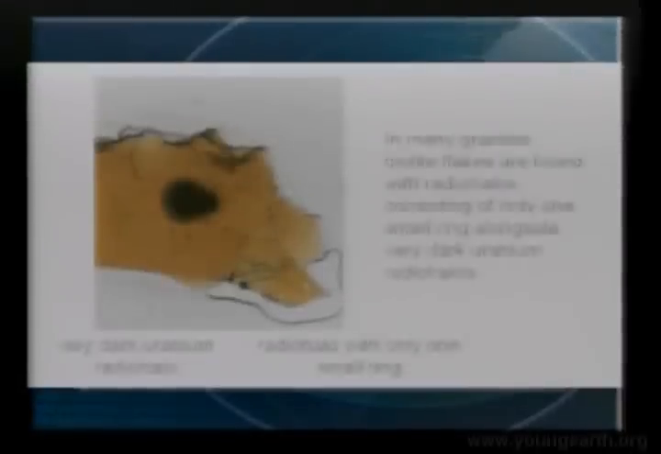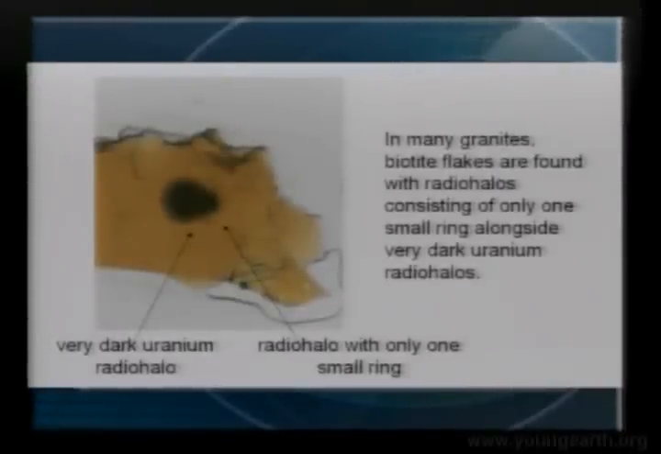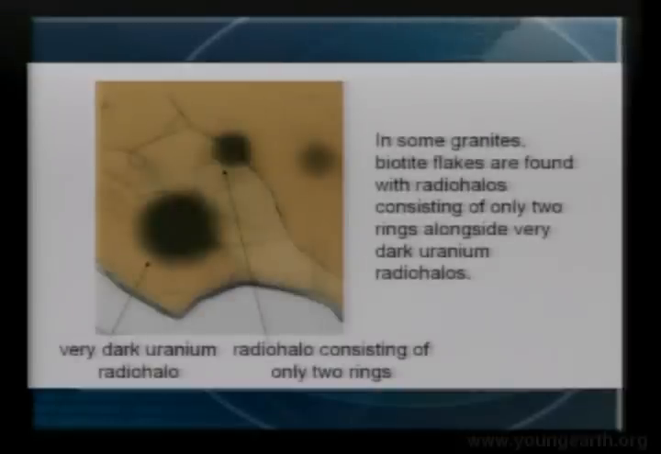But next to it, you can see a much smaller radiohalo that only has one small ring, an outer ring, and everything inside of it is dark from the alteration. It consists of only one ring and it's smaller. Then we go to other biotite flakes where we see radiohalos that consist of two rings. And take my word for it, there is a lighter outer ring of that other radiohalo in the crack. So you get one ring radiohalos, two ring radiohalos, whereas the uranium has 8 rings.